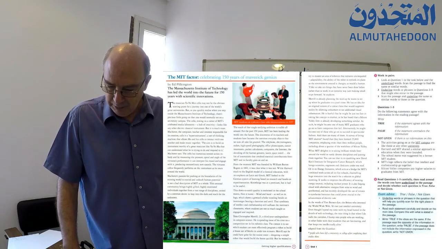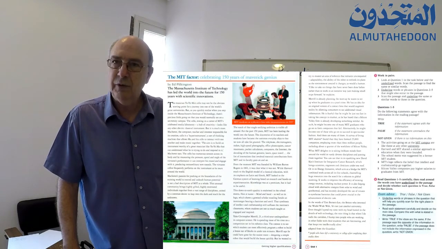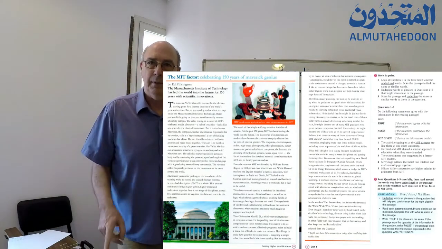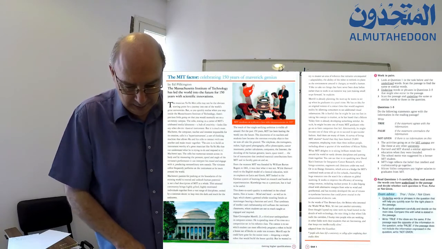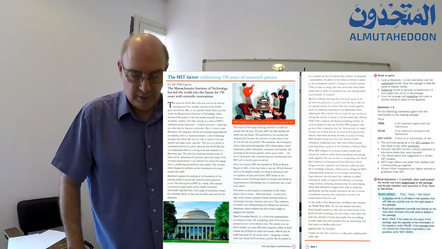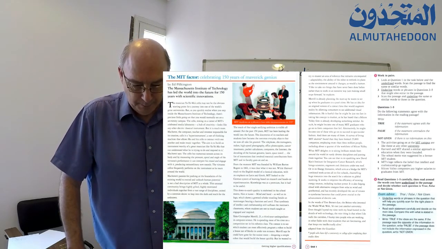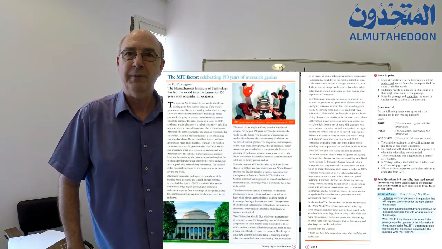The activities going on at the MIT campus are like those of any other university. All right, let's start at the beginning, and we're going to skim, going back and forth quickly. Let's look at the very beginning. It says, the first sentence, the musician Yo-Yo Ma's cello may not be the obvious starting point for a journey into one of the world's great universities. But, as you quickly realize when you step inside the Massachusetts Institute of Technology, there's precious little going on that you would normally see on a university campus.